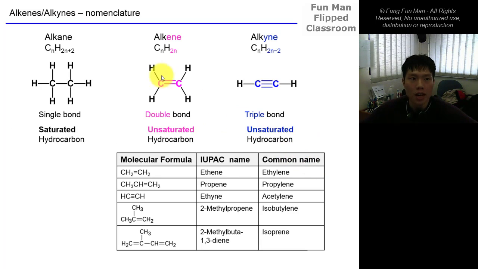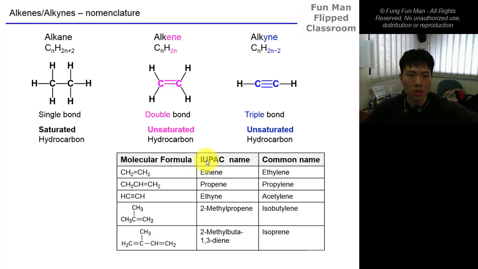For alkanes, we learned last time that the general formula CnH2n+2 is all single bond, saturated, and they are hydrocarbons. For alkenes, because now we have 1 degree of unsaturation, a pi bond present, the general formula will be CnH2n. There is a double bond, and we term it unsaturated hydrocarbon. Alkynes, CnH2n-2. HC triple bond CH. This is the first member of the series. We have a triple bond, and this is still also an unsaturated hydrocarbon.